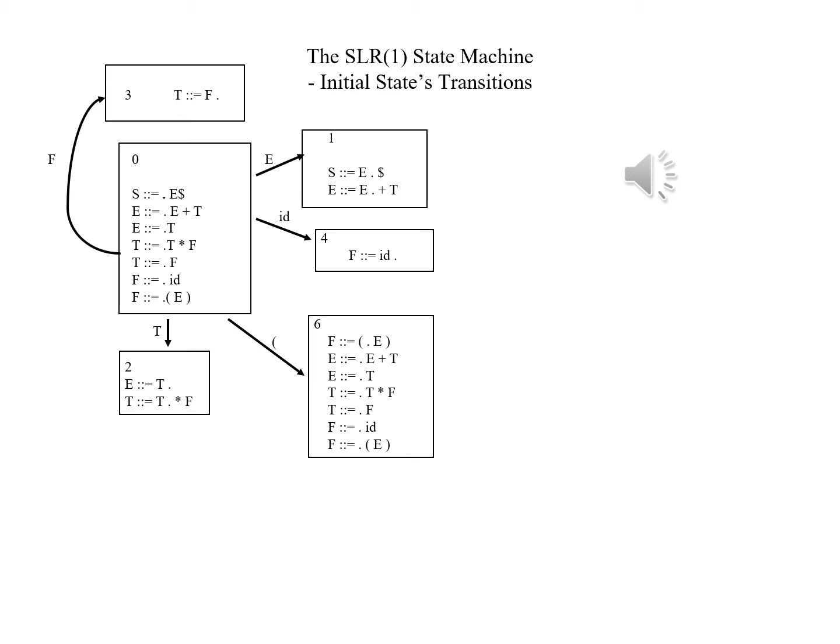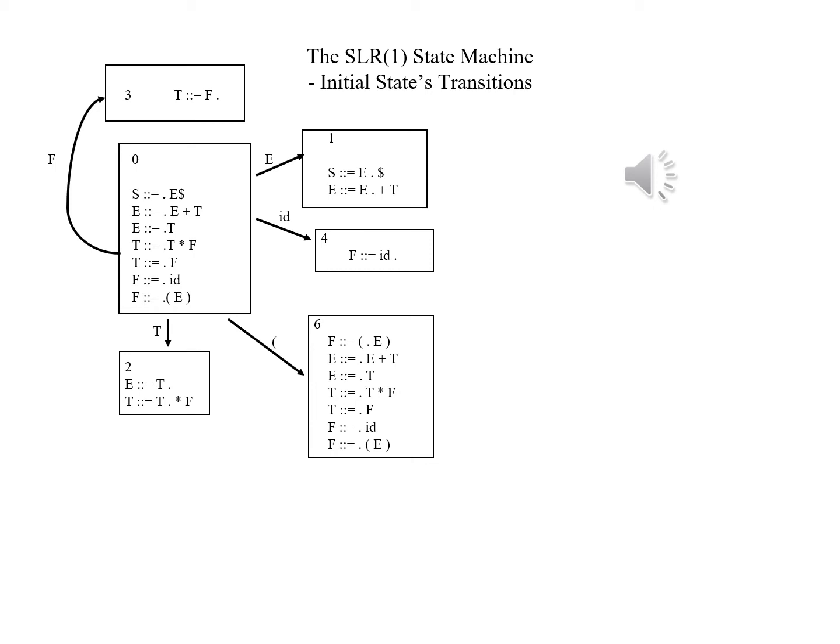On open parenthesis, we go to state 6, where we had before F derives dot open parenthesis E close parenthesis. We now have F derives open parenthesis dot E close parenthesis. The dot before an E requires initial items for E, which in turn requires initial items for T and F.